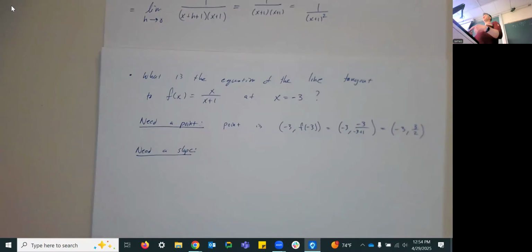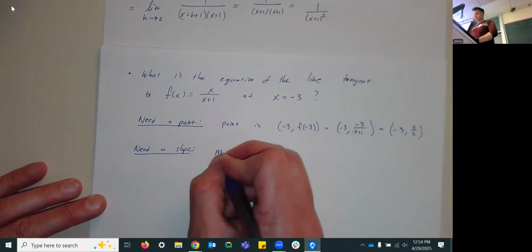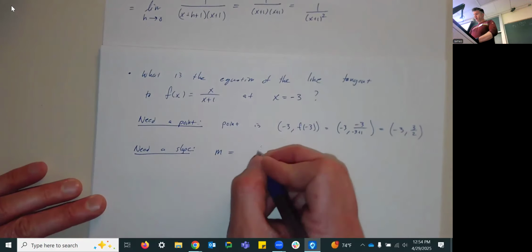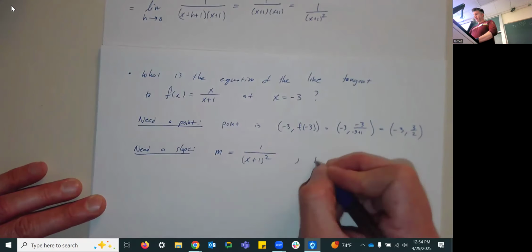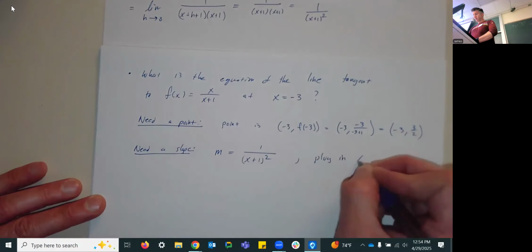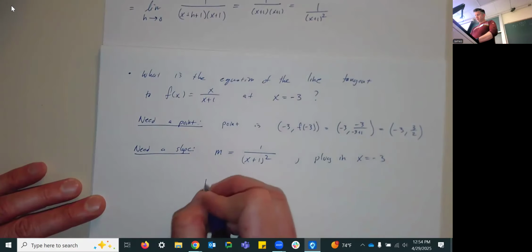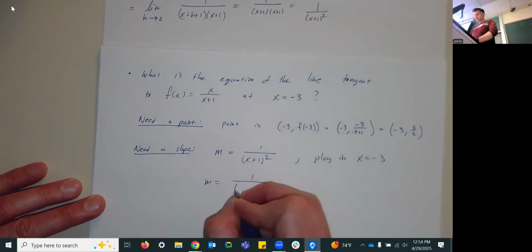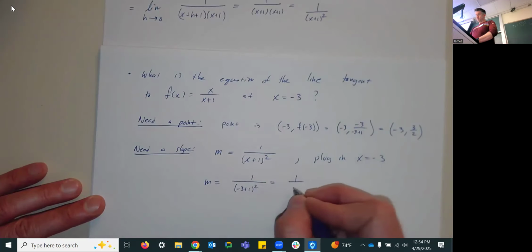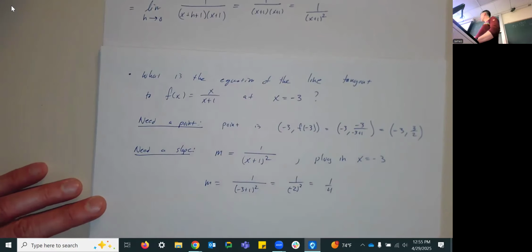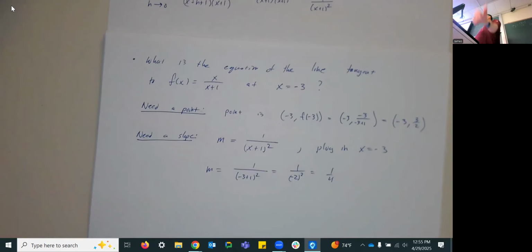And then we just found the equation for the slope of the tangent line at any value of x. So our slope of our tangent line is 1 over x plus 1 squared. So if we plug in x equal to -3, slope of our tangent line is going to be 1 over -3 plus 1 squared, which is 1 over -2 squared, which is 1/4. So great, I have all the things I need.